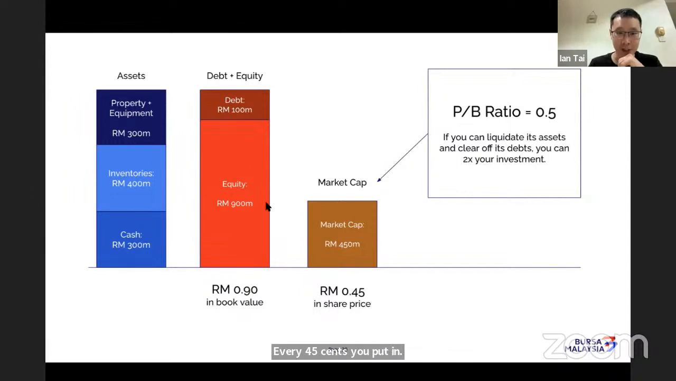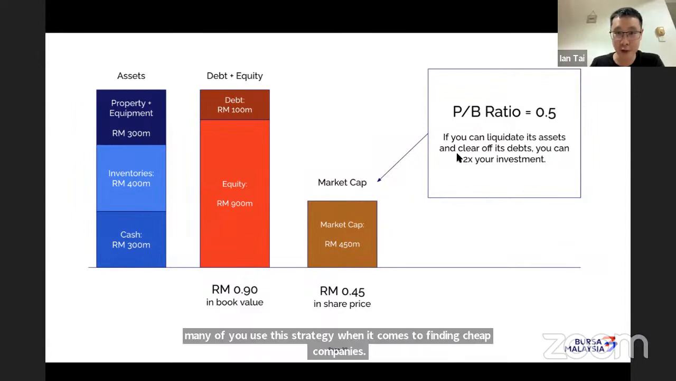How many of you are following? All right. So the thing is, how many of you use this strategy when it comes to finding cheap companies? Type in the chat box if you are one of those people who use PB.